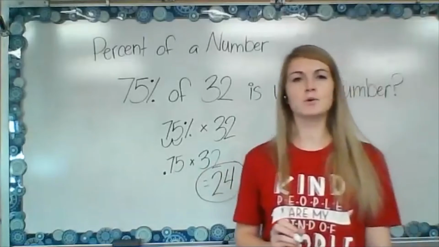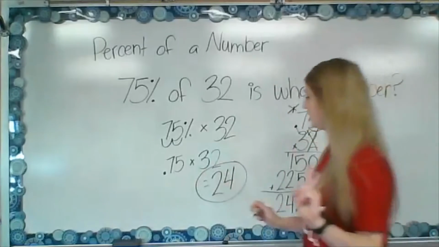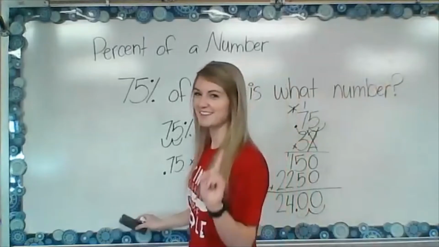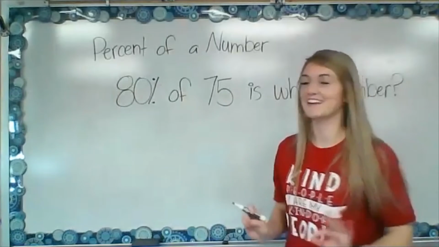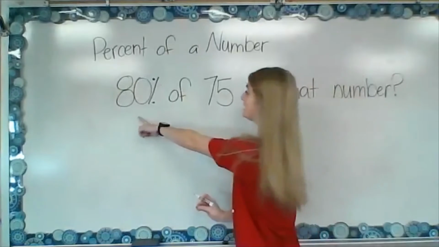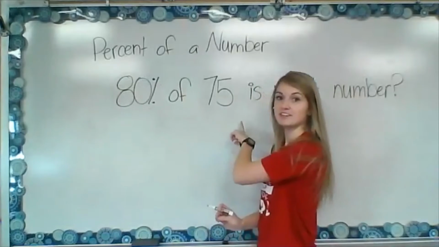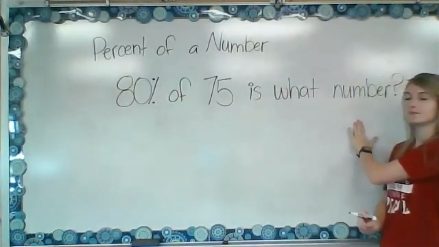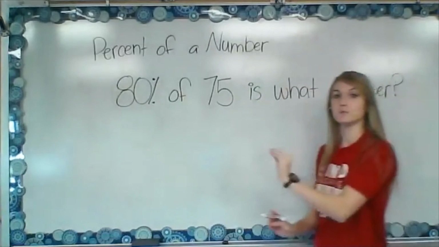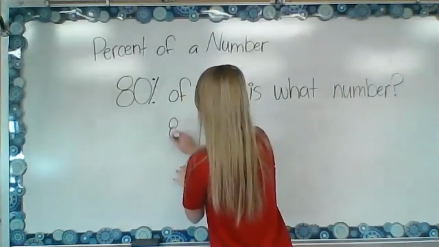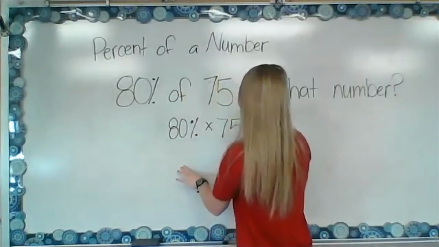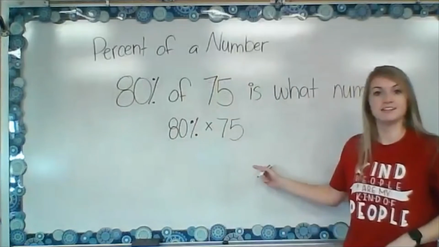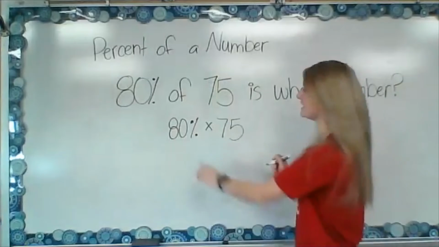Okay, I think we're going to do just one more, and then we'll be done. I think you'll get it. Just one more. Okay, last one. Like I said, here we go. It's going to be 80% of 75 is what number? Okay, of means to multiply, so we're going to take 80% times 75. Okay, make sure you're writing these with me, taking your own notes.